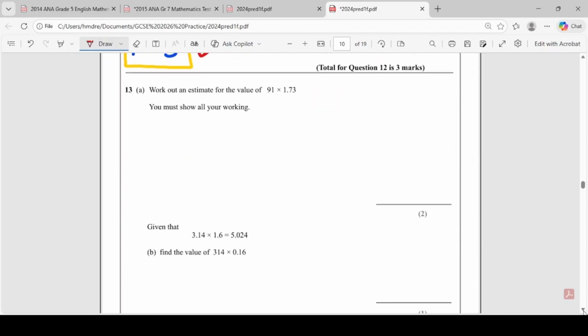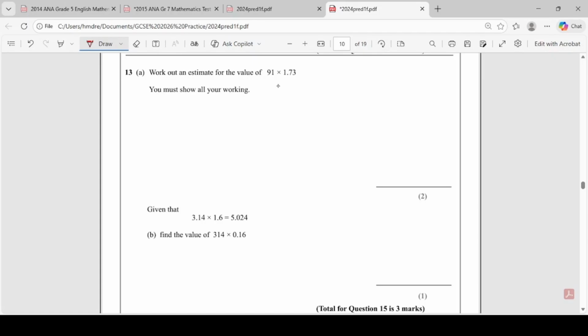Question 13, work out an estimate for the value of this. As soon as you see that word estimate, you know you've got to round at the start. You can't work it out and then round. So always round first. So 91, if it's a number like that, you're usually just trying to round it to the nearest 10. So 91, we could round that to 90.